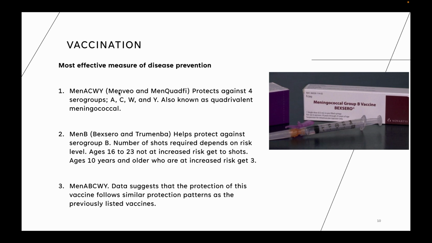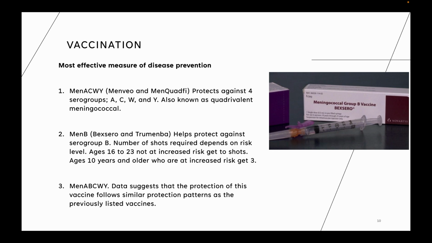The MenACWY, also known as Menveo or Menquadfi, protects against 4 different serogroups, so the A, C, W, and Y. It is also known as a quadrivalent meningococcal vaccine. Men-B, also known as Bexsero or Trumenba, is the one that is most commonly given to your preteens, adolescent, and young adult patients who are at a little bit more of an increased risk. It protects against serogroup B for meningococcal meningitis.